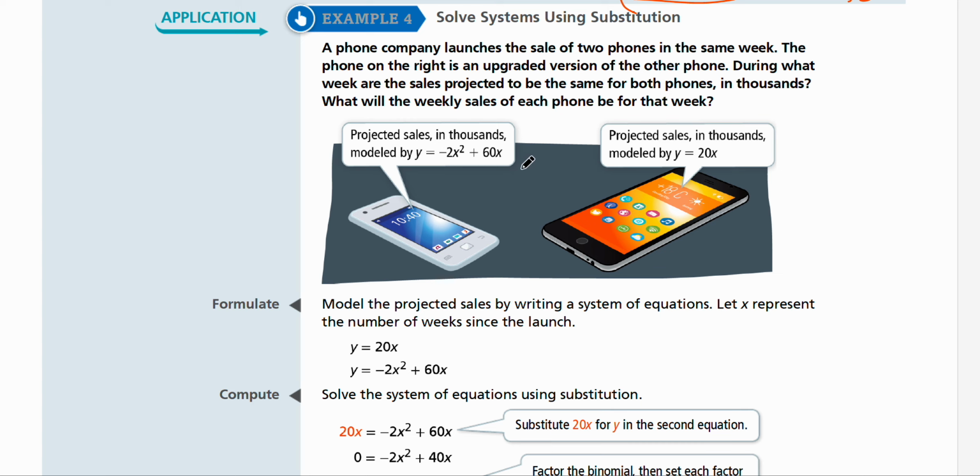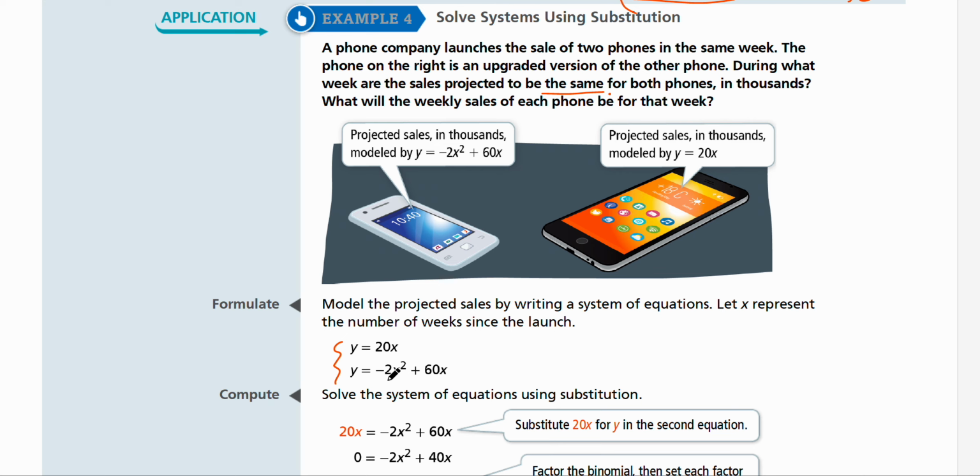So projected sales in thousands is modeled by this quadratic equation for this phone, and then the upgraded version would be y equals 20x. So you can figure out the intersecting point so that when x is equal to a certain number, your sales y values would be the same, right? And that's what we want to solve. So let's figure out our information using what we just learned. So solve the system of equations using substitution.